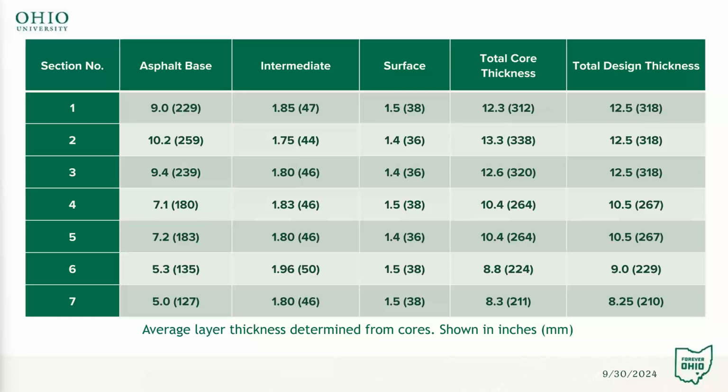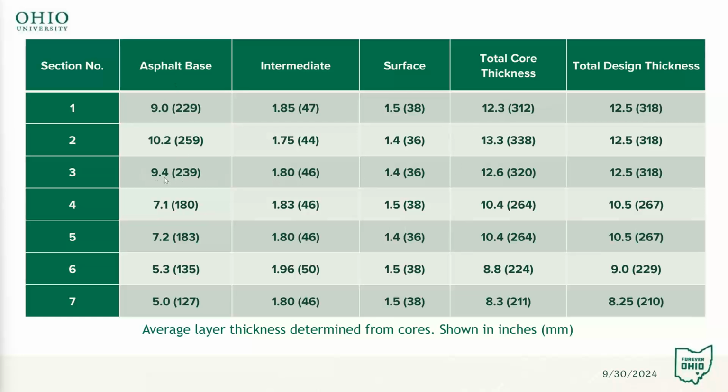And this is one of the first things that came up. From measuring all the different cores, we can see section 1 was 9 inches of asphalt base, 1.85 for an intermediate base, and 1.5 for surface, for a total core thickness of 12.3, while the design total thickness was 12.5. Section 2 had 10.2 inches for asphalt base, 1.75 for intermediate, and 1.4 for surface, for a total thickness of 13.3, and a total design thickness of 12.5. So this is the biggest discrepancy here of thicknesses. I just want to point out that none of these fall outside ODOT specs, except that section 2 was over-designed, and the contractor gave ODOT more material than originally designed for.